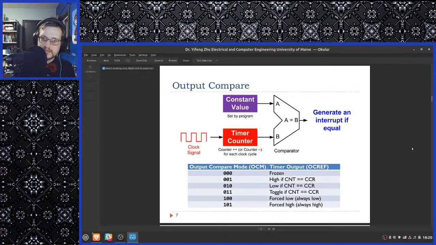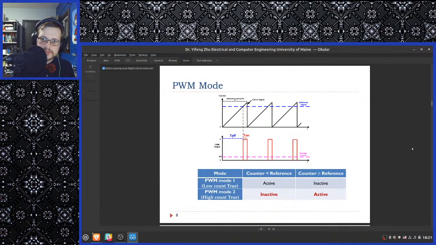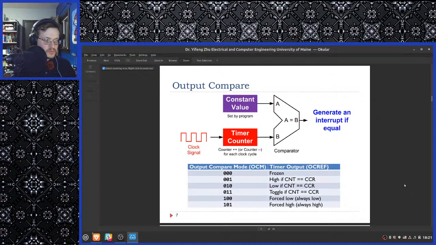I was just about to start talking about pulse width modulation, but class is over, everybody. So I guess we'll leave pulse width modulation for next time.